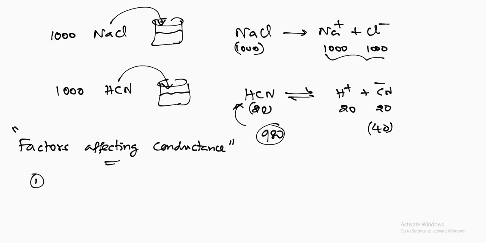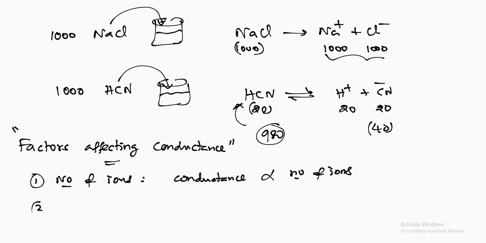What are the factors affecting conductance? Number 1, number of ions. As number of ions increases, conductance increases. Conductance is directly proportional to number of ions. Take note, students. So why does a strong electrolyte show high conductance compared to a weak electrolyte? Because a strong electrolyte produces the maximum number of ions.